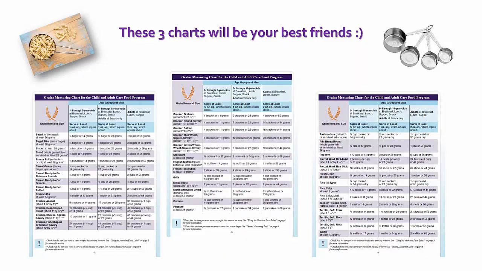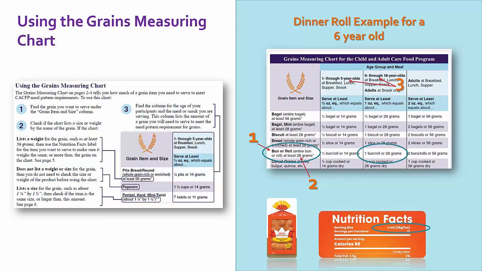So these 3 charts will be your best friends, okay? On these charts, we have common grains that providers use in daycare settings, such as bagels, animal crackers, saltine crackers, croissants, grits, oatmeal pancakes, pasta, popcorn, rice, and tortillas and waffles, okay? So let's go ahead and talk a little bit more about these charts.